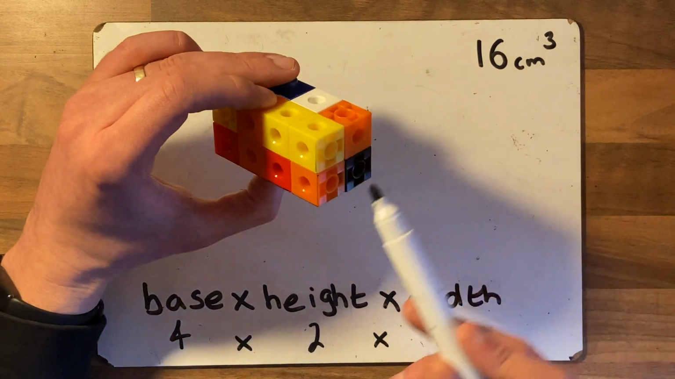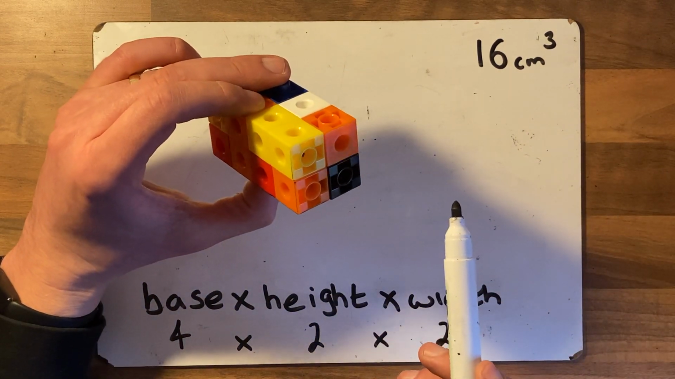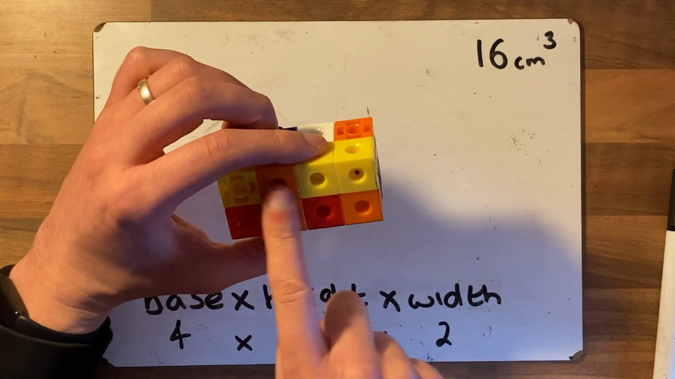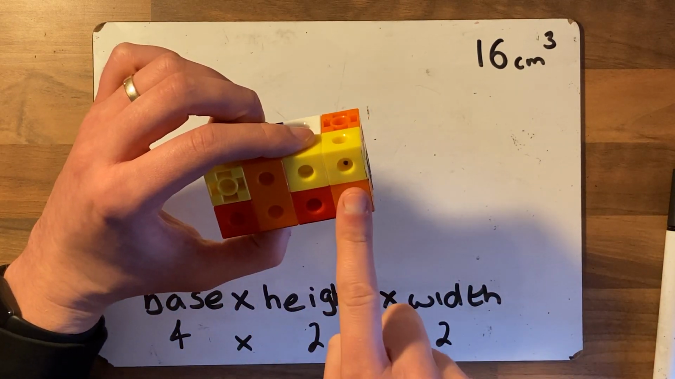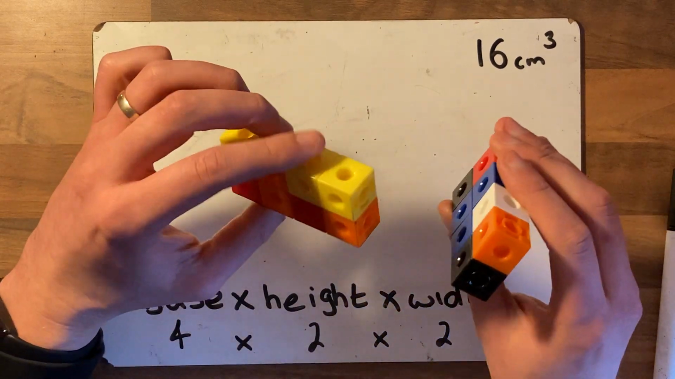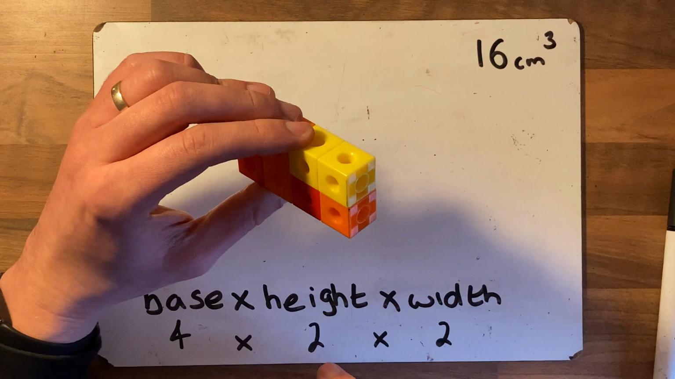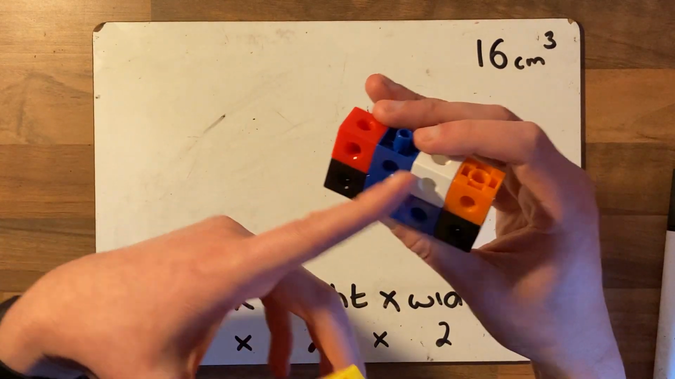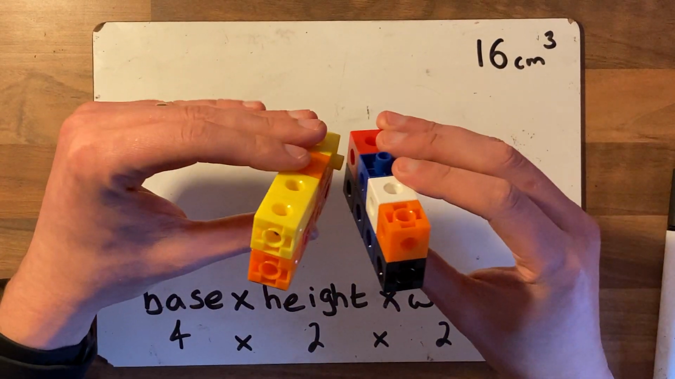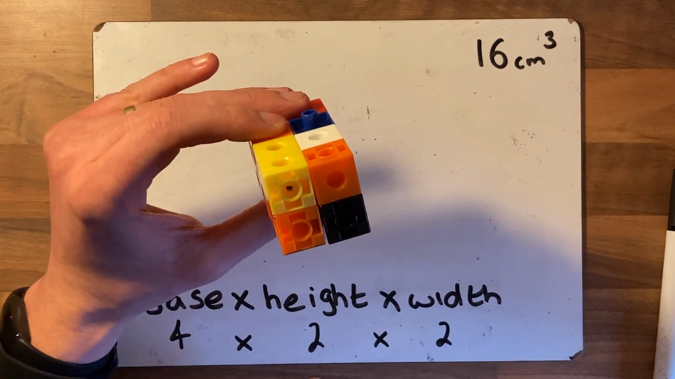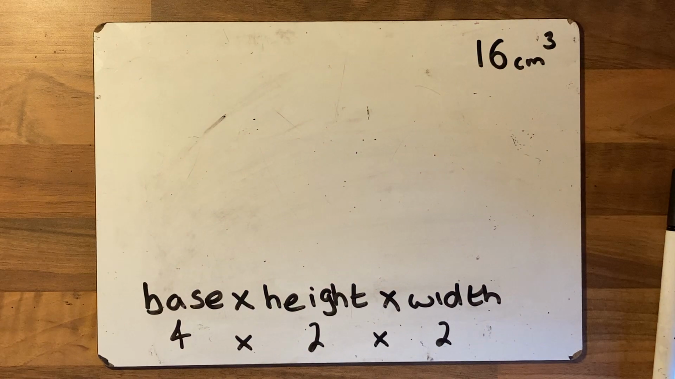Base times by height times by width. Okay? Because we can see here, can't we? Within here, we've got 8, 4, 8. So that half there, we can see, is 8. That's why we've done 4 times by 2 to get to our 8. And there are 2 of them. 4 times by 2 is 8. Bring them together, that's how we get that width there. 4 times 2 times 2.